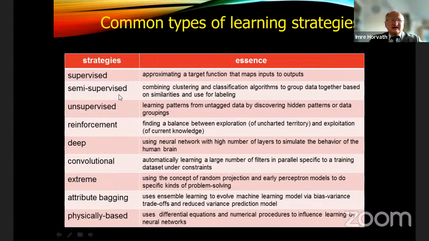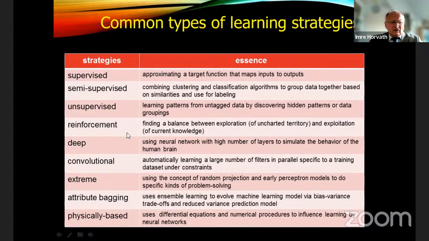The second one is semi-supervised learning. It is a particular combination of clustering and classification algorithms to group data together based on similarities and use for labeling. I will explain the essence of this later on. Unsupervised learning doesn't need actual corrective feedback as it is practiced in the case of the supervised learning strategy. Unsupervised learning learns patterns from untagged data by discovering hidden patterns, relationships, or possible data grouping. Then the next one is the reinforcement learning strategy.